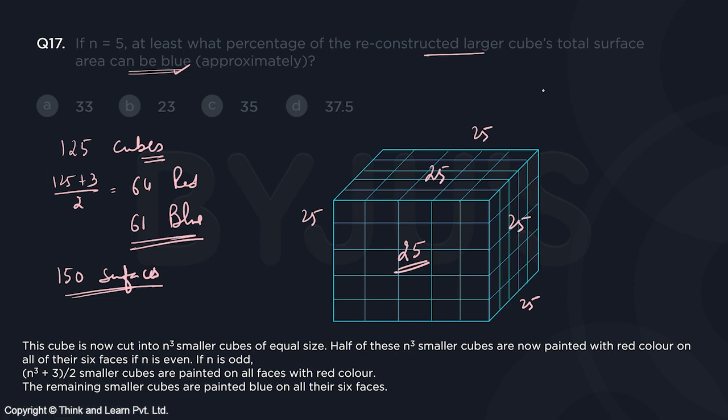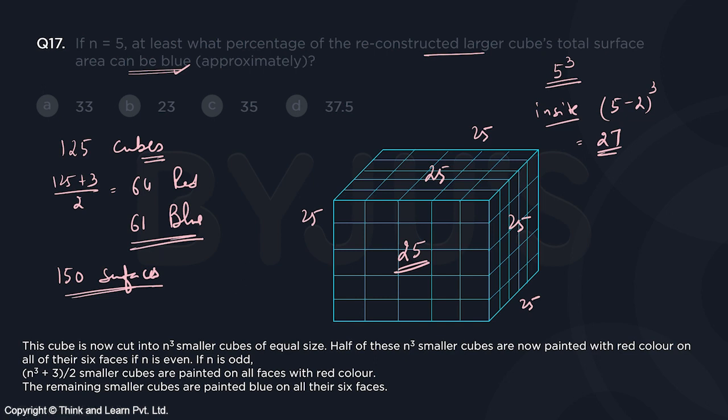As we just discussed on the previous page, if 5 cube is the total number of cubes in this complete bigger cube, the number of cubes which are inside it is (5 minus 2) cube. We just discussed this. So 27 of the cubes are completely inside, which are not visible from outside.